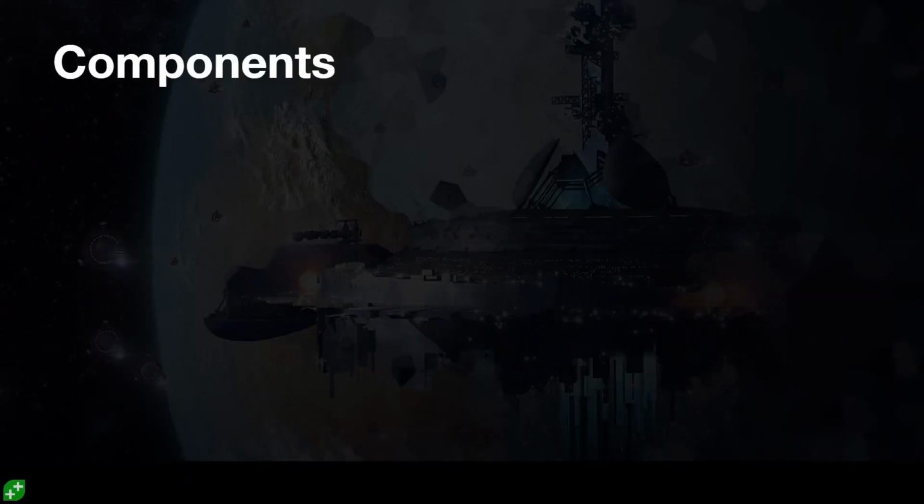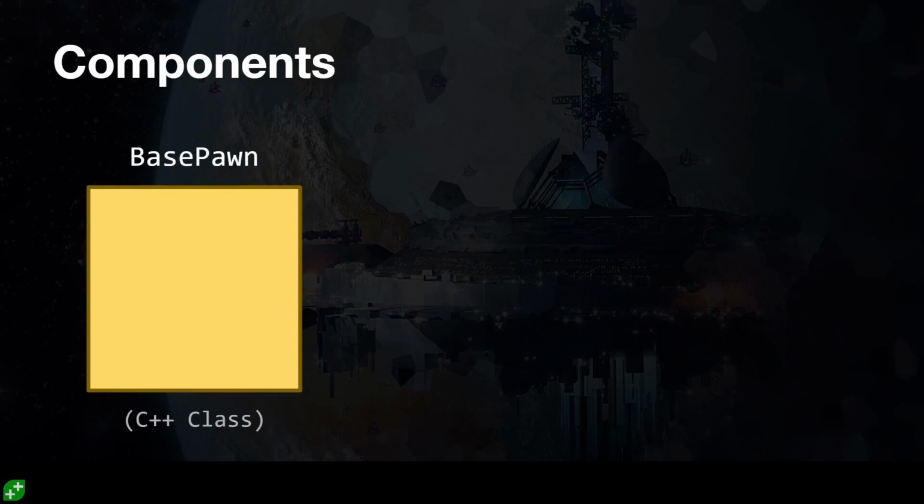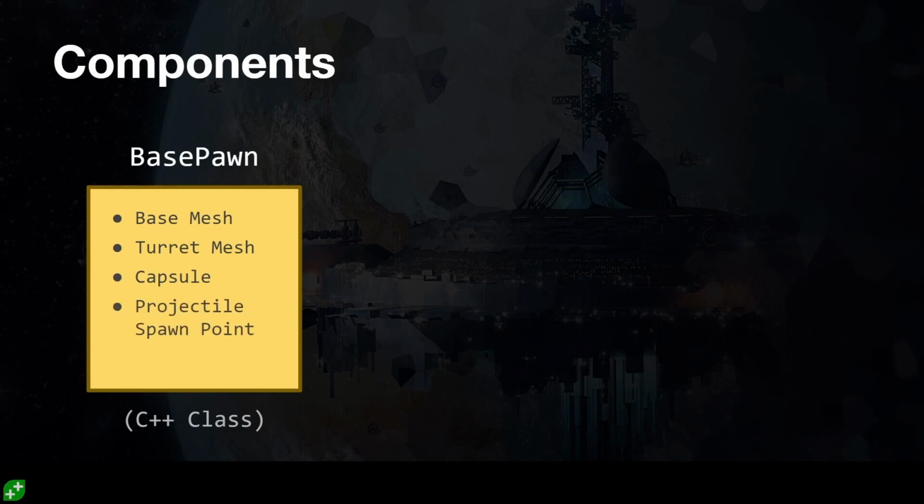So we know that we need some components on our base pawn class. We know that we need a base mesh for the bottom part of the tank and the turret. We also need a turret mesh for the top part. We need a capsule to handle collision, and we need a projectile spawn point. That's going to be a scene component.